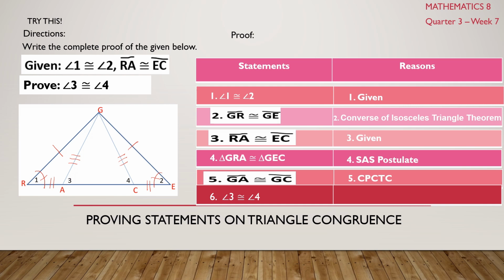So, we have our next statement: angle 3 is congruent to angle 4 by isosceles triangle theorem. What do you mean by isosceles triangle theorem? Lagyan muna natin to ng markings. An isosceles triangle theorem states that if the two sides of an isosceles triangle are congruent, then the angles opposite these two congruent sides are also congruent.